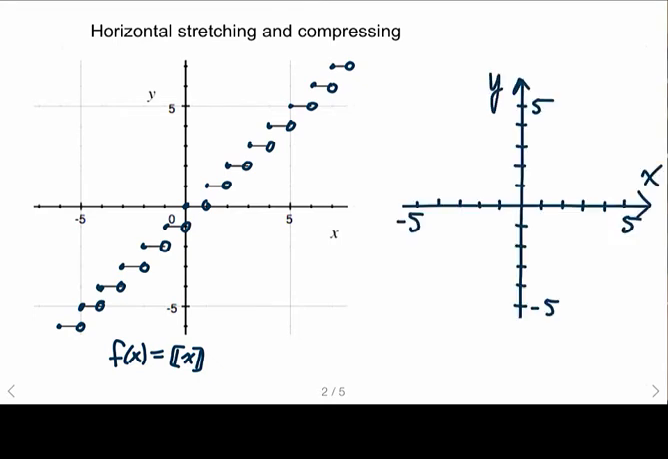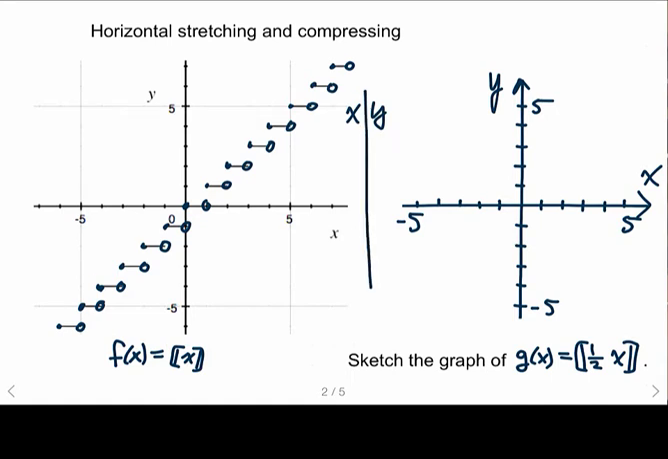And again, on a new set of axes, we're going to sketch the graph of g of x equals the greatest integer of 1/2 x. If you recall, the greatest integer function will give back the greatest integer that is less than or equal to the input. So let's go ahead and see if you can, using an xy table of values, come up with some points to plot, and I'm going to go ahead and help you out making your choices.